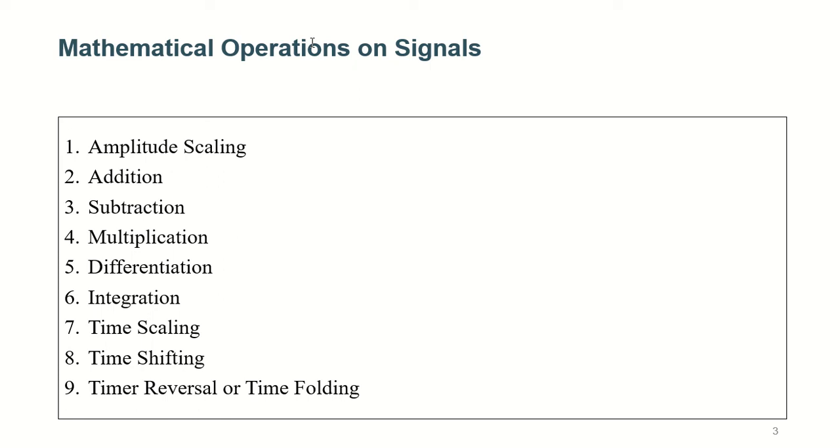So firstly, let's see the operations on dependent variables first. The operations which I'm going to discuss in this lecture will mostly be operations on the dependent variable. How do you decide it? Normally the amplitude, or you can call it the instantaneous value of your signal, will be considered a dependent variable.